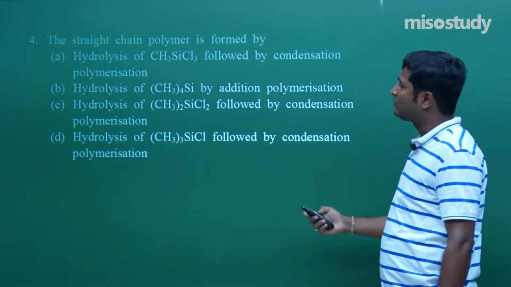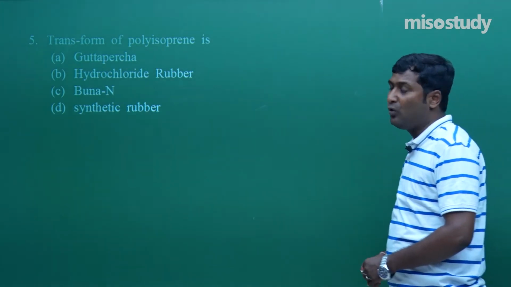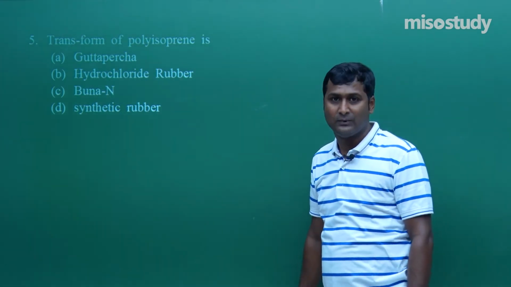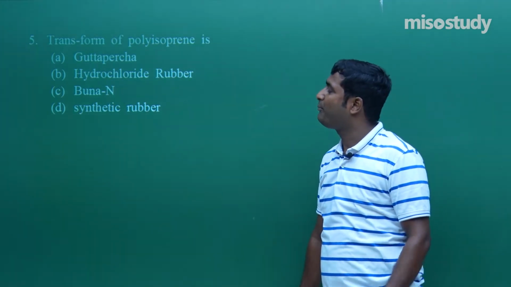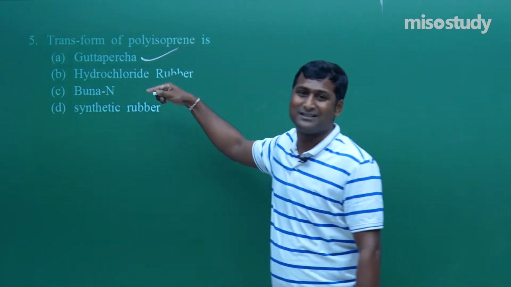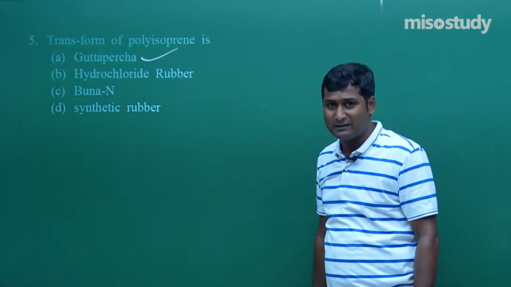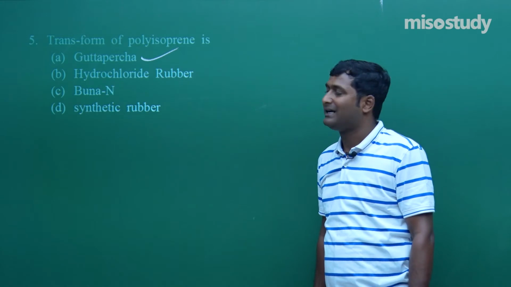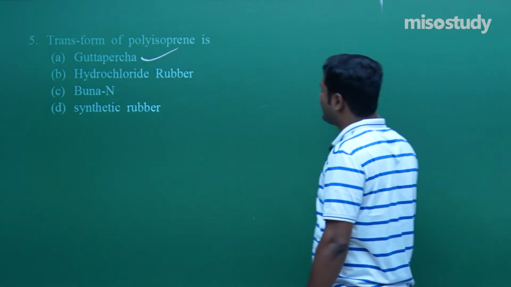Now let's move to question number 5. Trans-polyisoprene. As we know, natural rubber is the cis form of polyisoprene, but the trans form of polyisoprene is gutta percha. This is a completely theory based question. So for question number 5, we can easily say that A is the correct option.